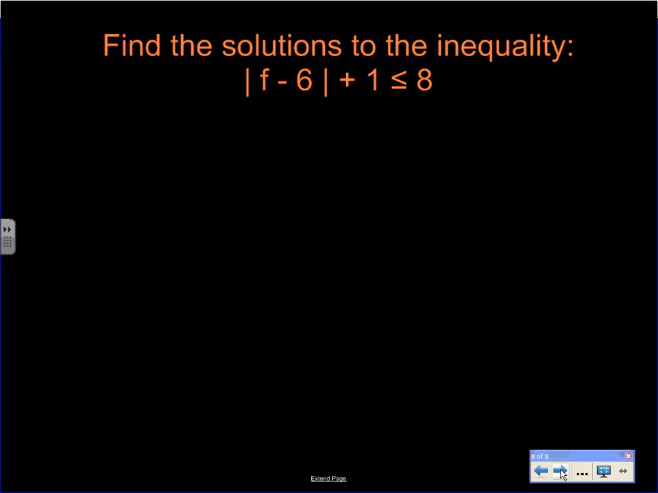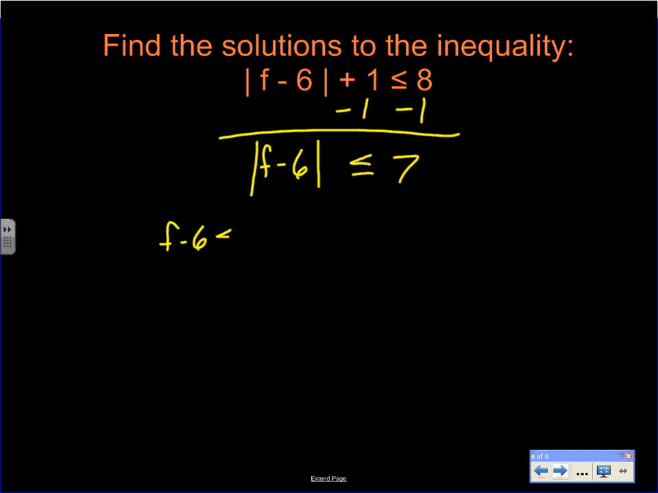And one last problem. Go ahead and solve this one out on your own. One last example here. Solve the whole thing out on your own. Check your solution when you're done. Okie dokie. We're going to subtract 1. The absolute value of f minus 6 is less than or equal to 7. Rewrite it without the absolute value, and rewrite it where you flip the inequality, change the number after to a negative.